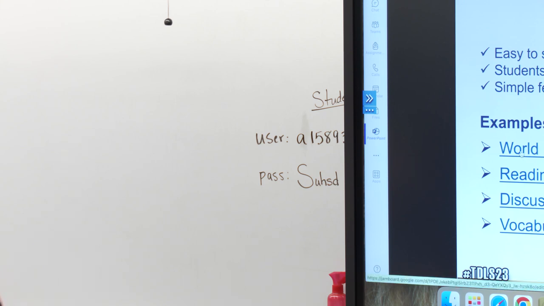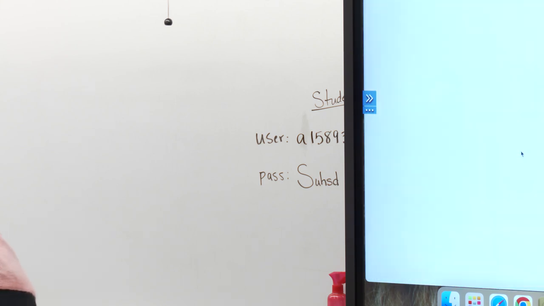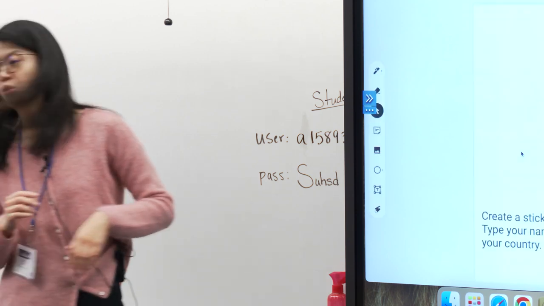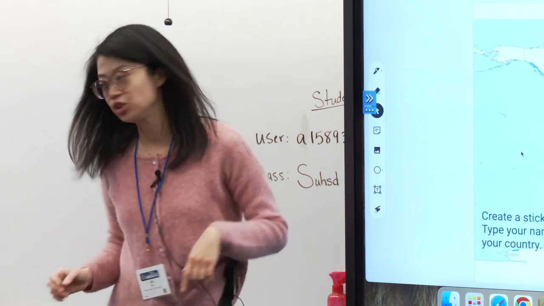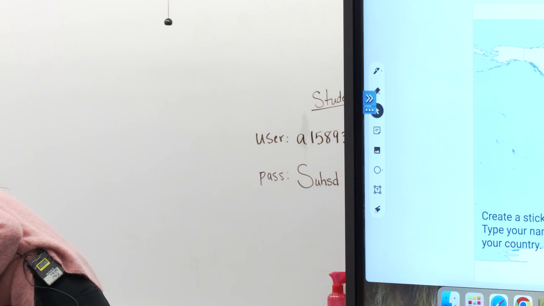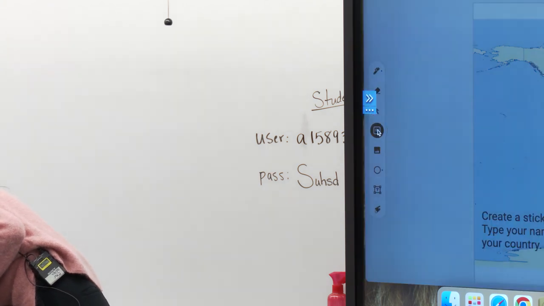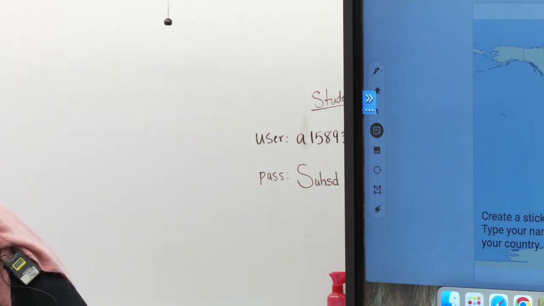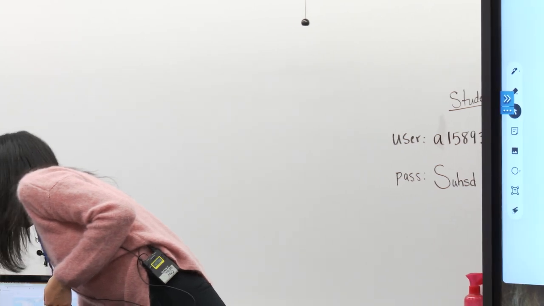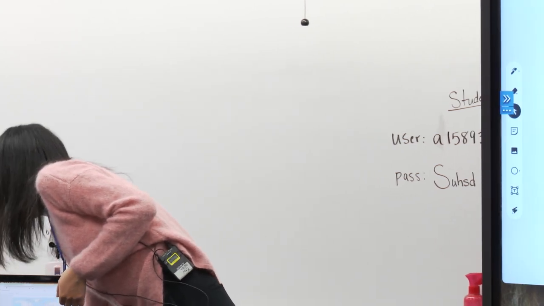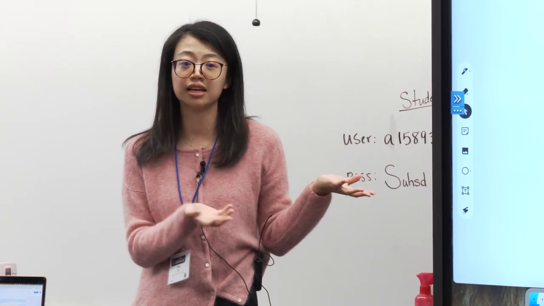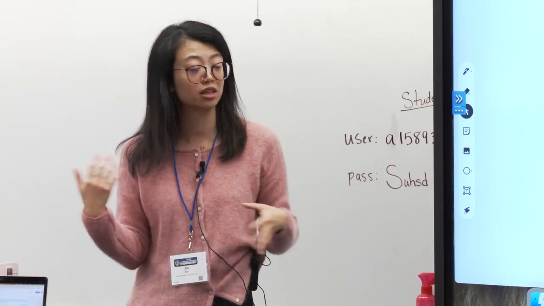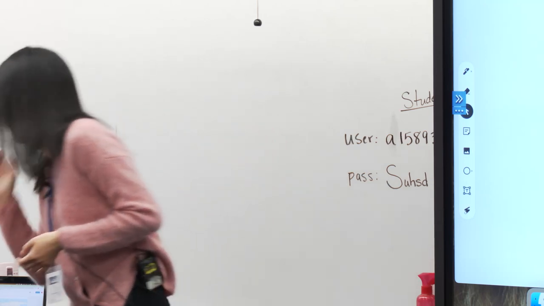The first one can be used for any level. It's just a word map. As you can see, the features are very simple right here. I usually just ask students to create a sticky note, put their name, save it, and they can easily drag it to their country. Even though it's not ESL, it could be a great community building activity.